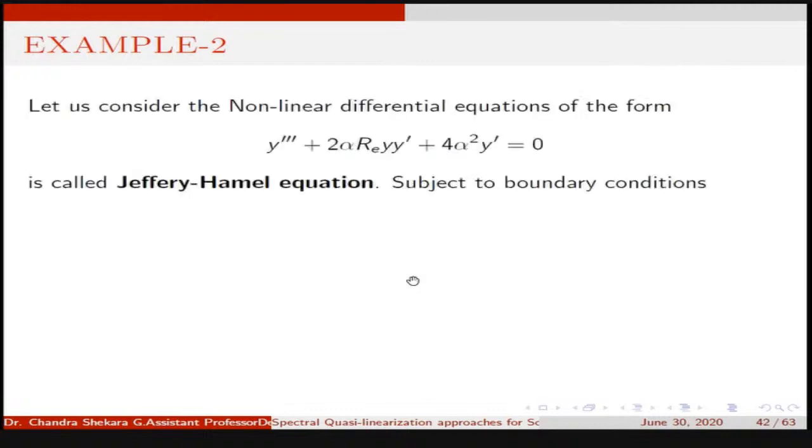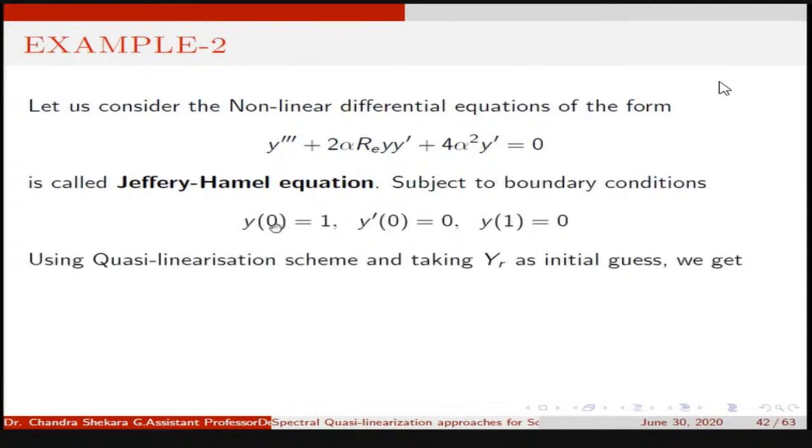Let us consider the following nonlinear differential equation: y triple dash plus 2 alpha Re y y dash plus 4 alpha square y dash is equal to 0. This equation is called the Jeffery-Hamel equation. It is a third order differential equation. Here alpha is the angle and Re is the Reynolds number. Let us consider this differential equation subject to the following boundary conditions: y of 0 is 0, y dash of 0 is 0, y of 1 is 0. The interval of interest is 0 comma 1.